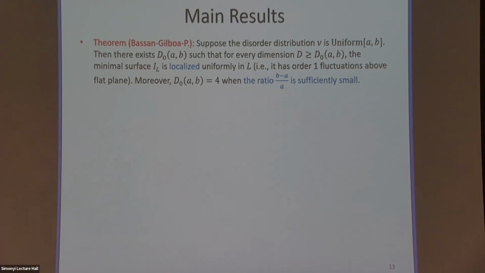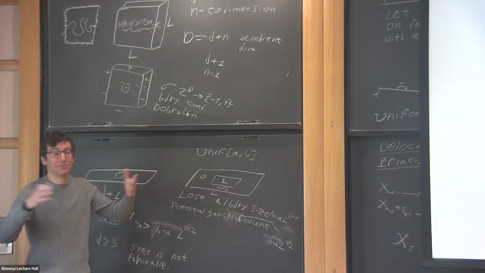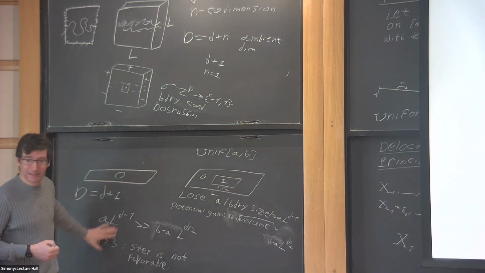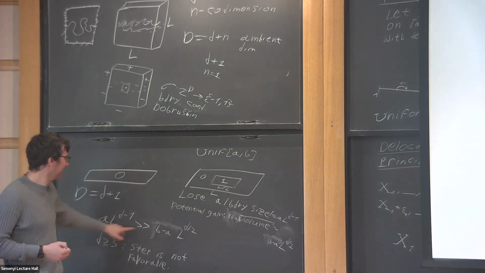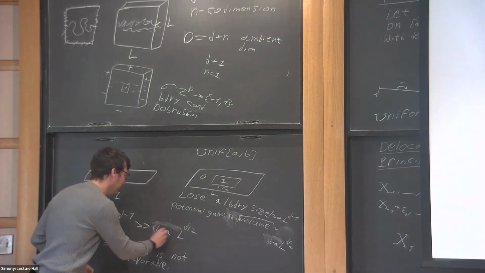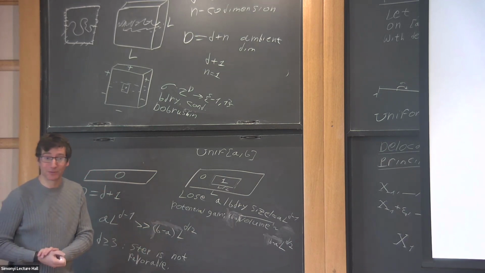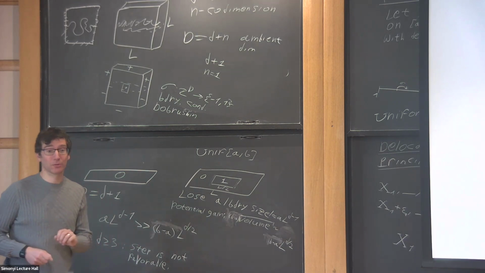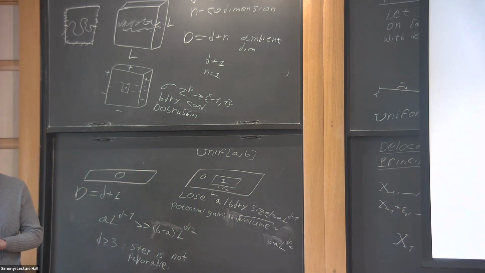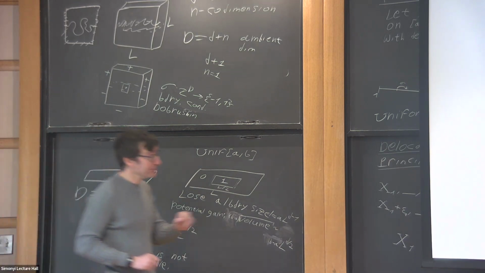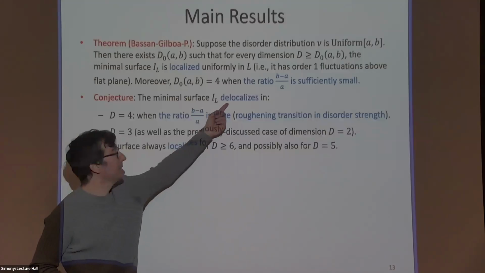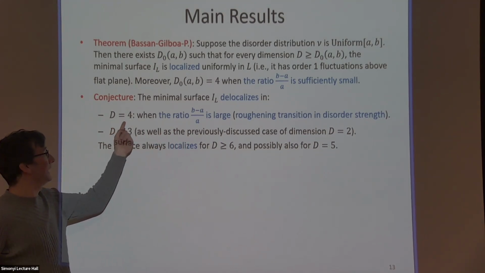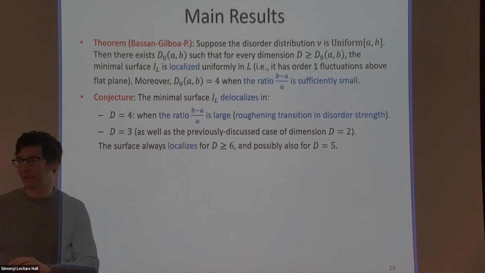Here I just took the easiest fluctuation, a little step. Maybe that's not what actually is happening. But at least you get some idea of where A and B minus A might enter, and where the dimensionality might enter. And we're able to prove for that. And let me give you some conjectures for what happens outside of this regime. So we conjecture that in fact, the minimal surface delocalizes when this ratio is large and the ambient dimension is 4, the base dimension is 3.